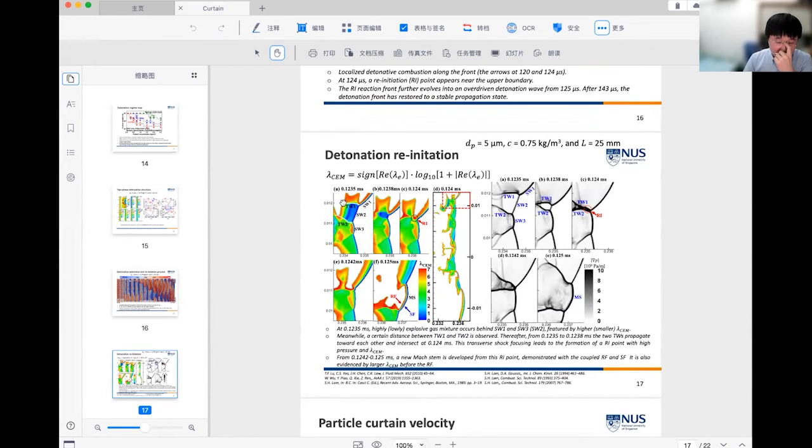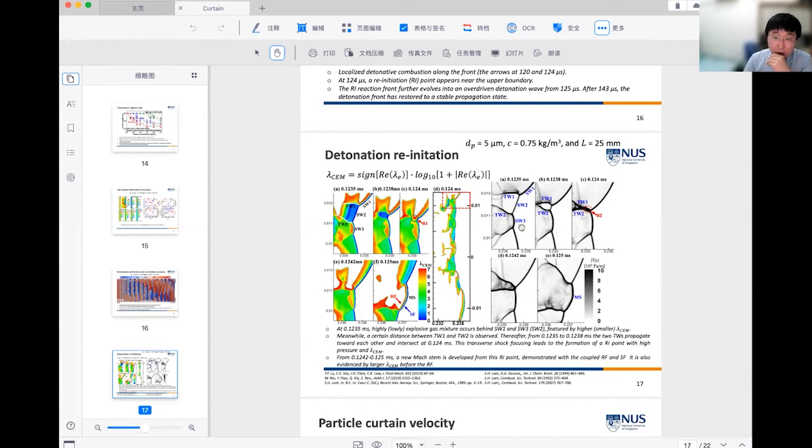Figure A shows the eigenvalue of the chemical explosive mode, which indicates the chemical explosive propensity. We can see that a larger value occurs behind shock wave 1 and shock wave 3. It means a more explosive mixture occurs behind the two shock waves, and a less explosive gas mixture appears behind shock wave 2.